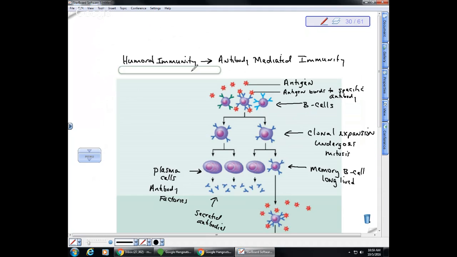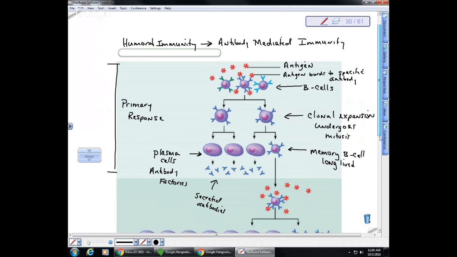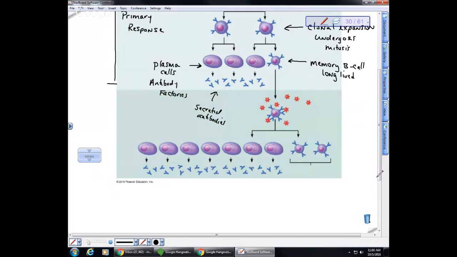So this first part right here is the primary response, because we don't have any memory cells until the very end of the primary response, right? So this whole thing is the primary response from here to here, okay? So the secondary response comes when we are subsequently exposed to the antigen again.